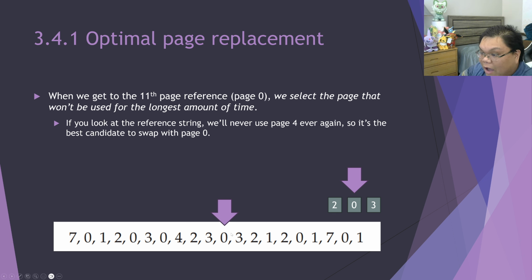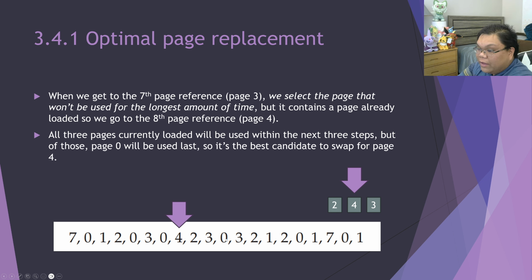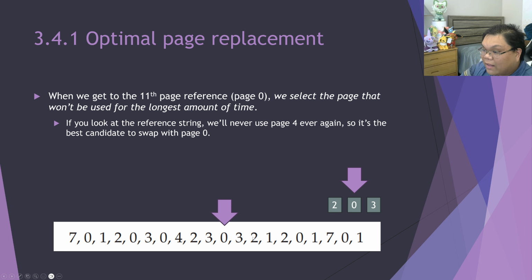So we are here right now, and remember, the pages are 2, 4, and 3. Will we need page 2 again? Yes. Will we need page 4 again? Look ahead in the string. We don't have page 4 anymore. So that means page 4 is the best candidate to do page replacement on. We need to load page 0 into memory, but we won't need page 4 ever again, so we just unload page 4 and put page 0 in its place.